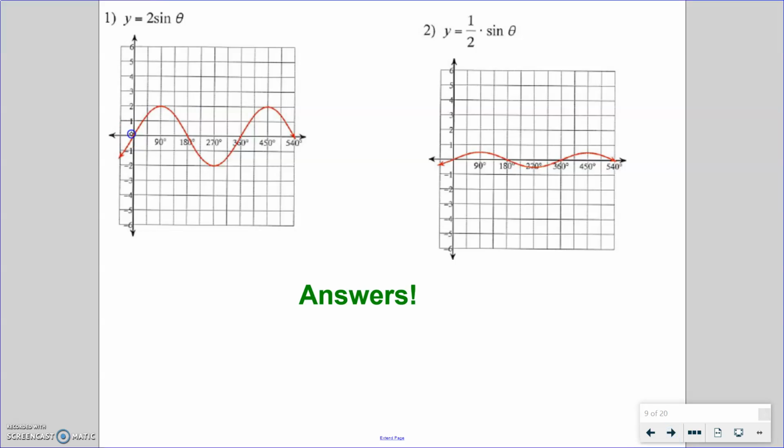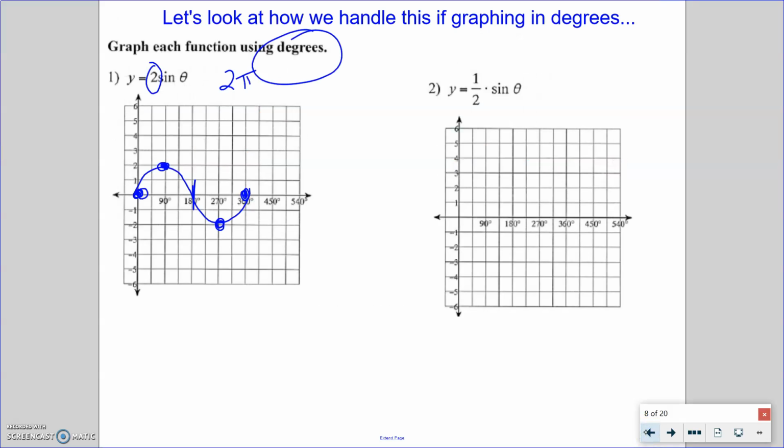So you'll notice how it's 0, 0, right? Still has a period of 2 pi or 360 degrees. Here's the halfway point, and the only difference is instead of going up to 1 and -1, it went up to 2 and -2. Same thing with this guy with the 1/2 in the front.